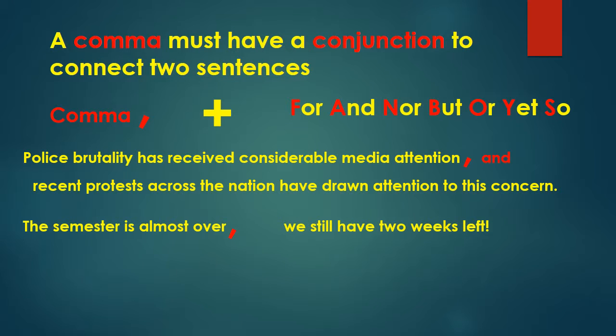Another example. The semester is almost over, comma, we still have 2 weeks left. And it's a little bit less than 2 weeks by the time you get to this video. Comma between 2 sentences. This is incorrect. This is a comma splice. You need to have a conjunction with that comma, so we'll use the one, but. It's almost over, but we still have 2 weeks left, whether you consider that good news or bad news.